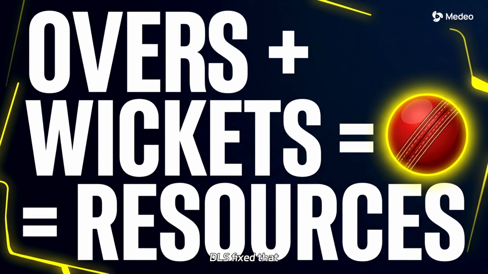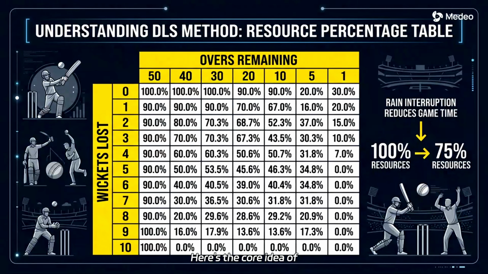DLS fixed that. It treats 2 things as resources, overs and wickets. Both matter equally. Here's the core idea of DLS in one sentence. Every team has a certain percentage of resources available to them based on how many overs they have left and how many wickets they still have. When a match starts, a team has 100% of their resources. 50 overs, 10 wickets. Full house.